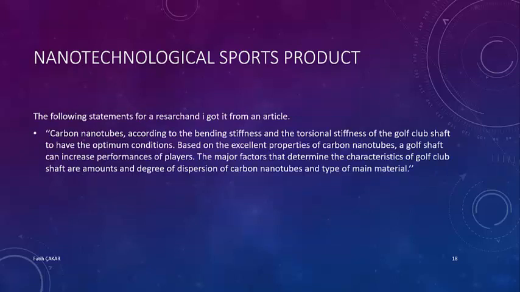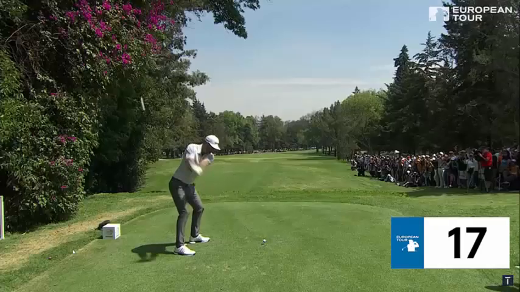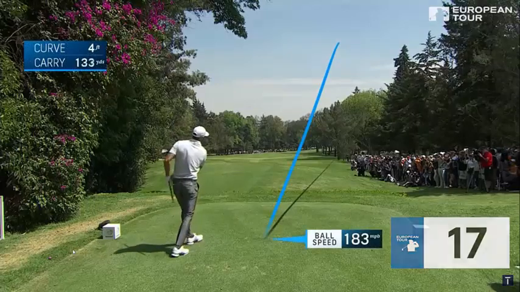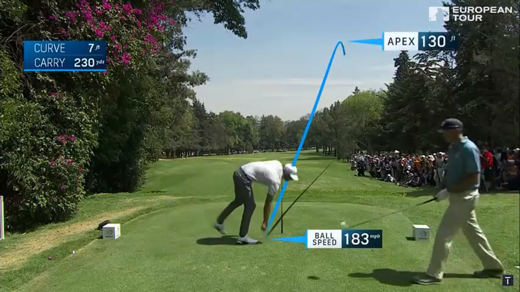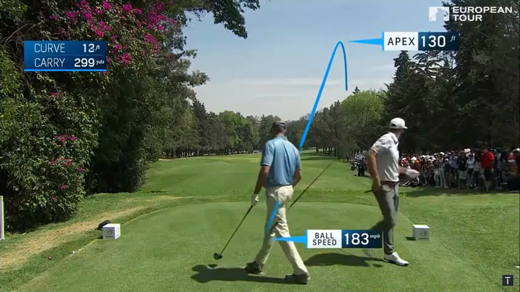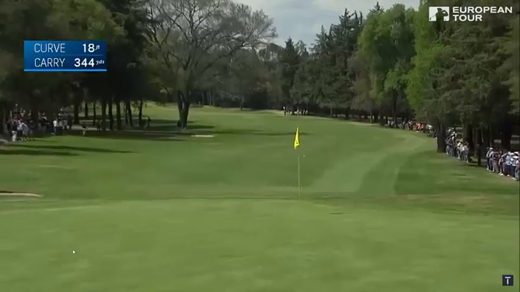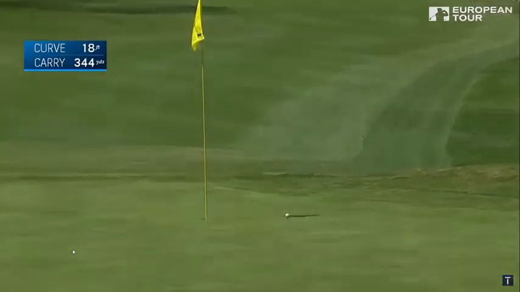The following statements are from the research, and I got them from an article. Carbon nanotubes are used according to the bending stiffness and the torsional stiffness of the golf club shaft to have the optimum conditions. Based on the excellent properties of carbon nanotubes, a golf shaft can increase the performance of players. The major factors that determine the characteristics of a golf club shaft are the amount and degree of dispersion of carbon nanotubes and the type of main material.